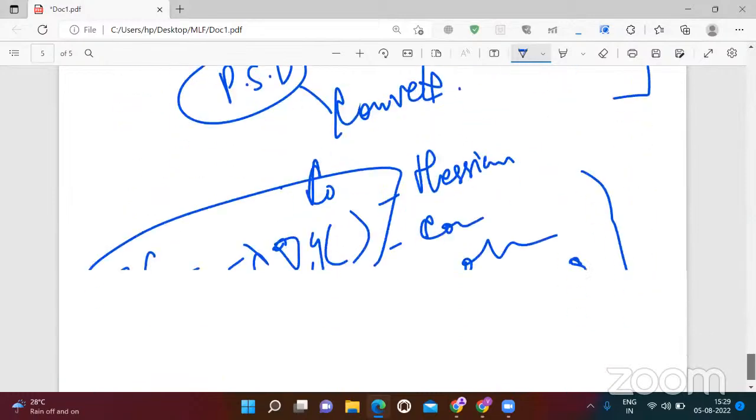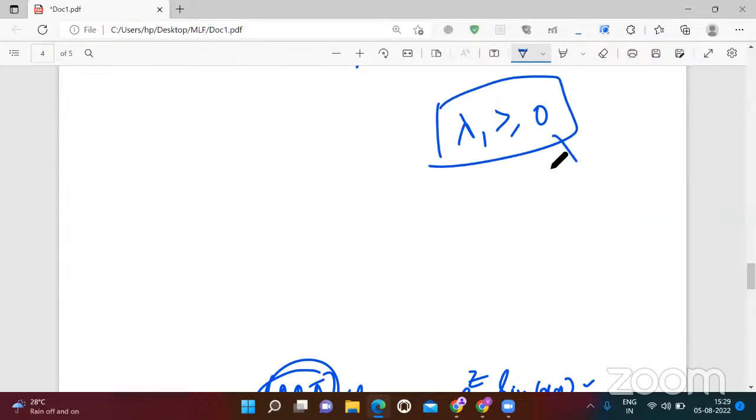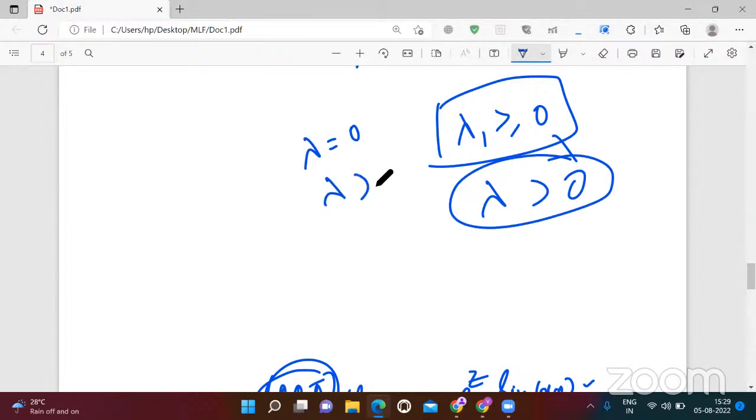I didn't understand this, but for the Hessian, is it convex for both positive definite and positive semi-definite, or only positive definite, about the eigenvalues? No, lambda should be greater than or equal to 0. Whether you are getting all the lambda greater than 0, it's fine. Or you are getting some 0 and some positive, then also it's fine. Okay, thank you.